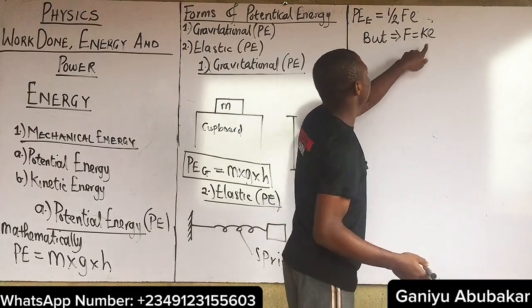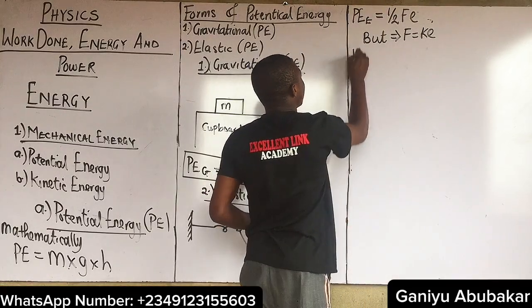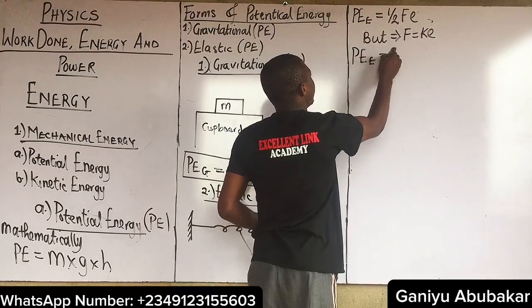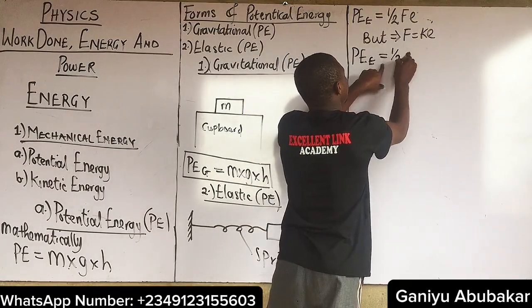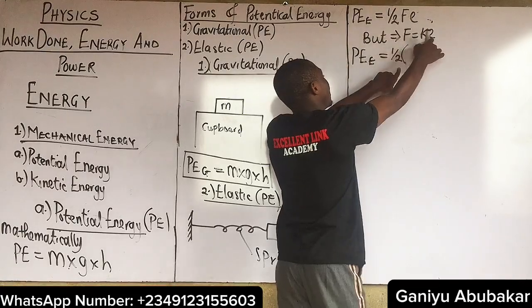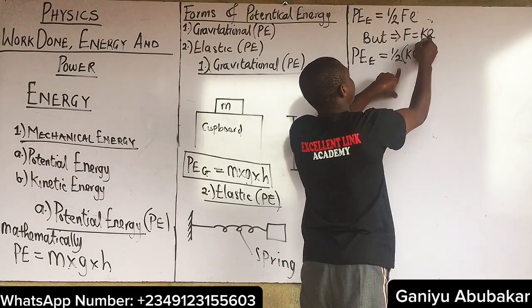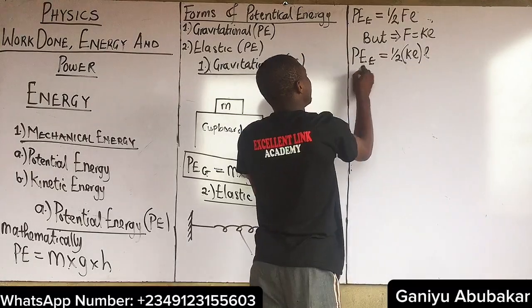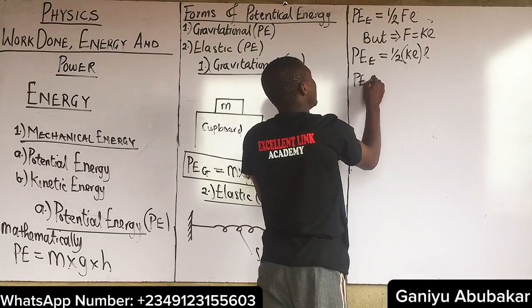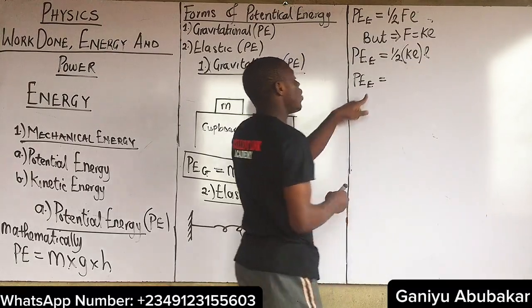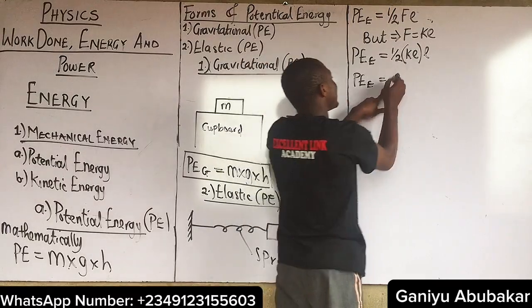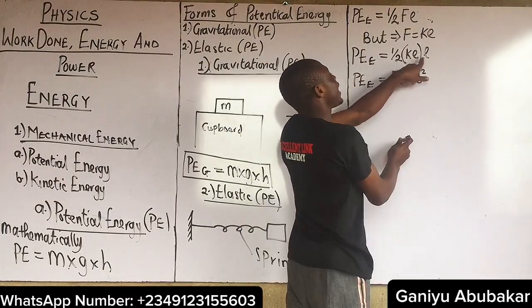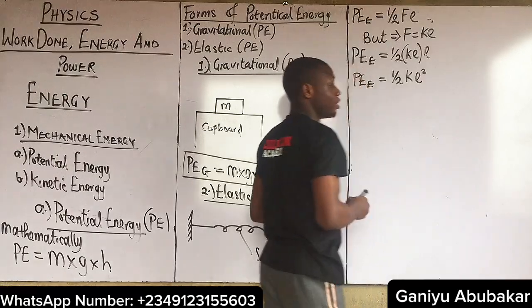So it means that from here now, my elastic potential energy will be equal to half times F, that's Ke, multiplied by this E here. So from here, the mathematical expression for elastic potential energy becomes half Ke squared. E times E becomes E squared.